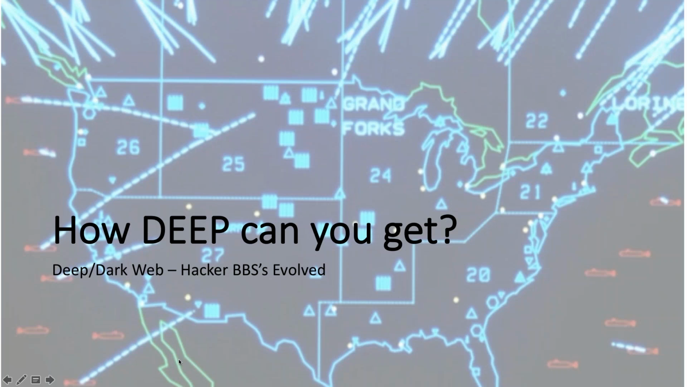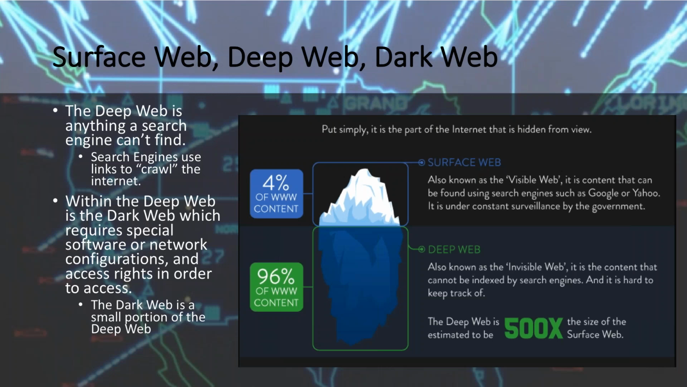And so, kind of switching gears, how deep can you get? Some of the hacking collectives will communicate on the internet through what's called the deep web or even the dark web. Essentially, as we know it, there's the surface web, which is our traditional Facebook.com, Yahoo, etc. Anything that essentially a search engine can find.